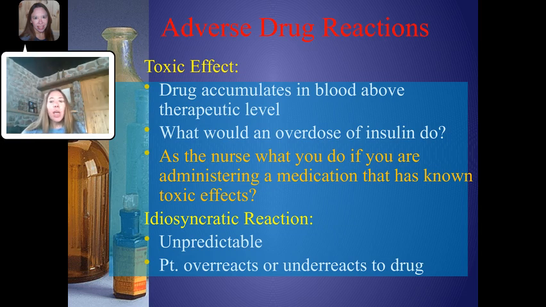Idiosyncratic reactions are very unpredictable, where a patient can overreact or underreact to a drug. Why is it unpredictable? During the clinical trials, obviously we cannot figure out how every person in the entire population of the world is going to respond to the medication. And remember, it's just a sample of the population, and that's how we gather the side effects. So this would be very unpredictable. Maybe that person has something else going on in their body leading to this idiosyncratic reaction.